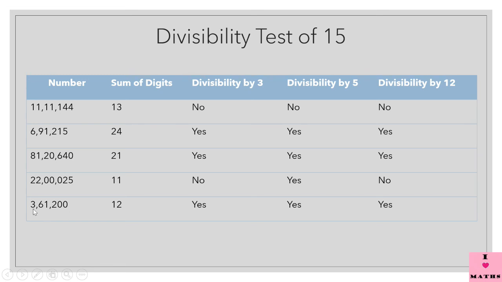3,61,200. The sum of all these digits is 12. Since 3 fours are 12, 12 is a multiple of 3, so the given number is also a multiple of 3. Also, beta, there is 0 at ones place, so the given number is also divisible by 5. Since the given number is divisible by both 3 and 5, it is also divisible by 15. Okay, children, this is the divisibility test of 15.